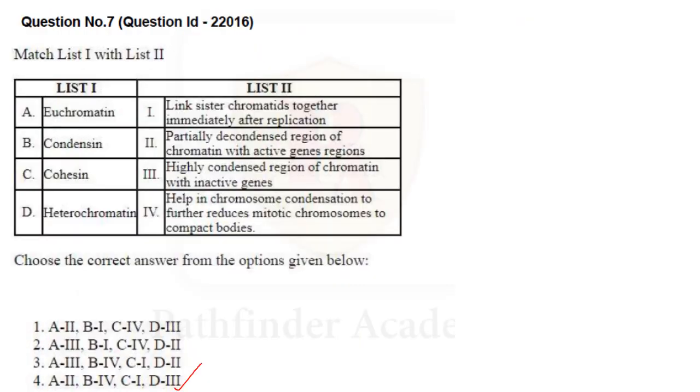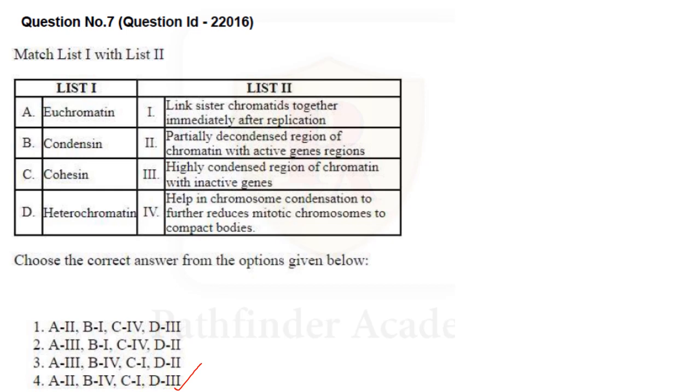Next question. Match the following. Euchromatin. Euchromatin is a partially decondensed region of the chromatin with active genes. That is euchromatin. Heterochromatin is 3, that is D3. So A2, D3. That you can see in option 1 and 4.